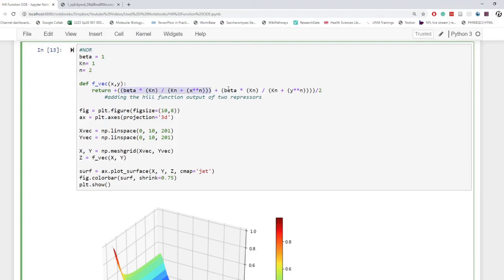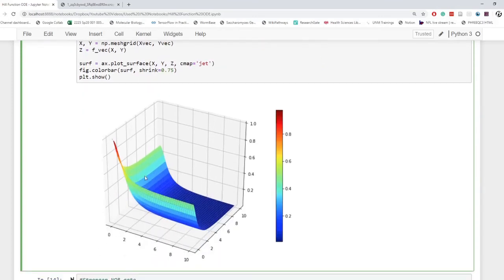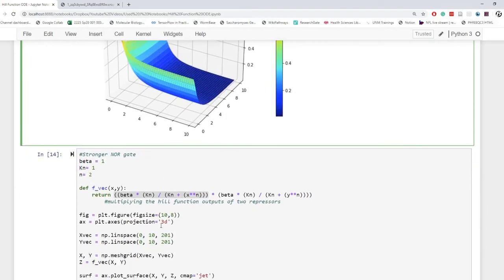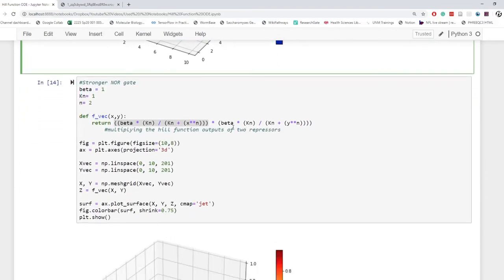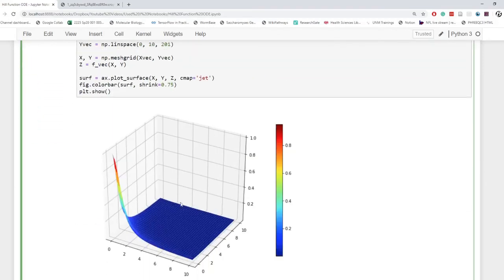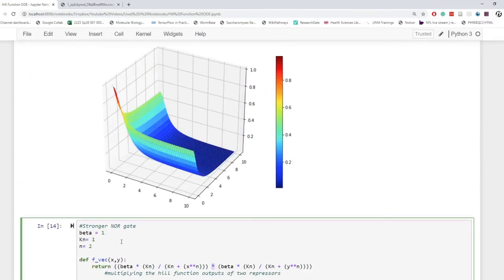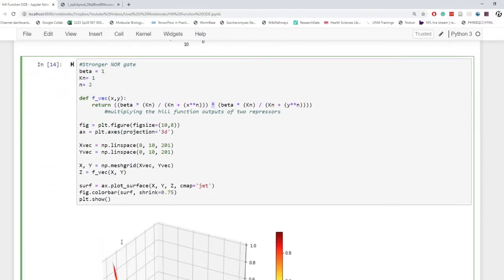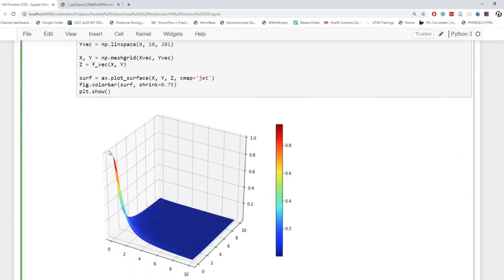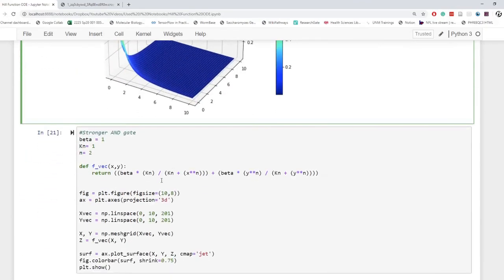This is the repressor of x. This is the repressor of y. I divide it by 2 so that we don't exceed 1. Now, of course, I can make this stronger, but it turns out if I just multiply it, it makes it stronger. And so really it's only active if we have 0 of either in this case. And so this is just a NOR gate as well. It's just a little bit stronger when you multiply it.